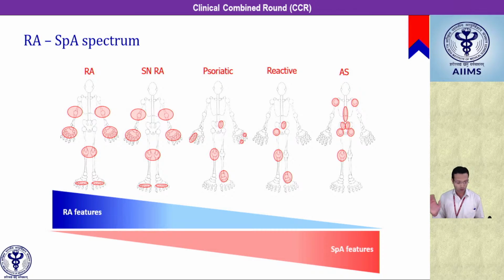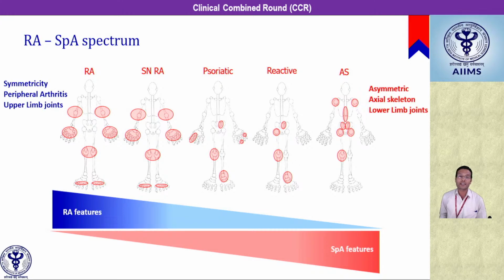As we go across this spectrum, we see that there is symmetricity, peripheral arthritis, and upper limb involvement on the left hand side. Whereas as we go towards the right hand side, we have asymmetricity, axial skeleton involvement, large joints, core joints of hip and shoulder. Similarly, if we look at seropositivity, it is more on the left side, and B27 positivity is almost negative, whereas on the right side, B27 positivity increases to almost 85%.